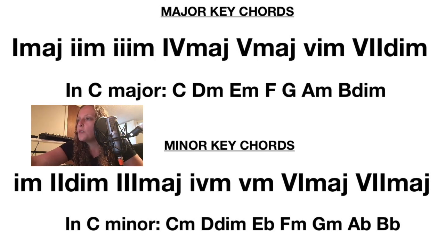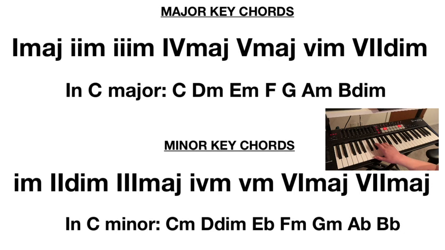So if I took that C major scale that we looked at before and we plugged in each note into this chord formula here, these are the chords that we get for the key of C major. So let me play you what that sounds like. So we've got C major, D minor, E minor, F major, G major, A minor, and B diminished. And then we're back at C again.